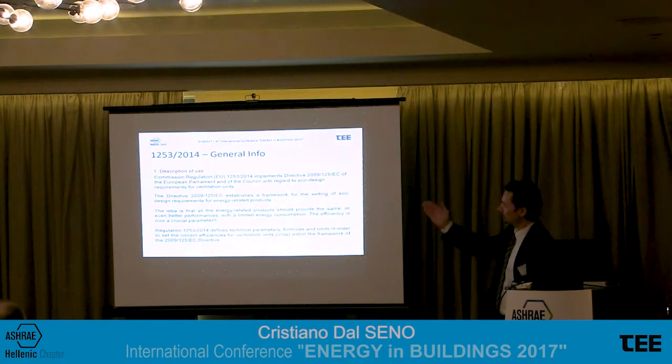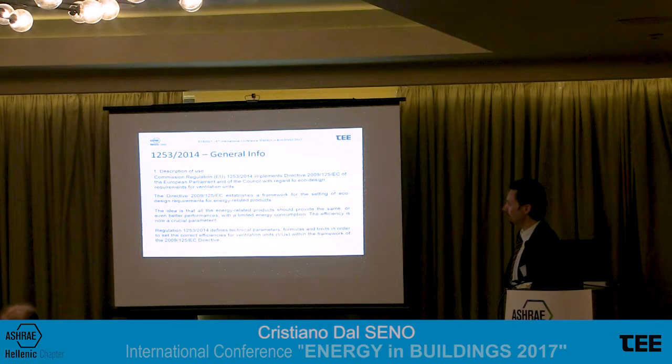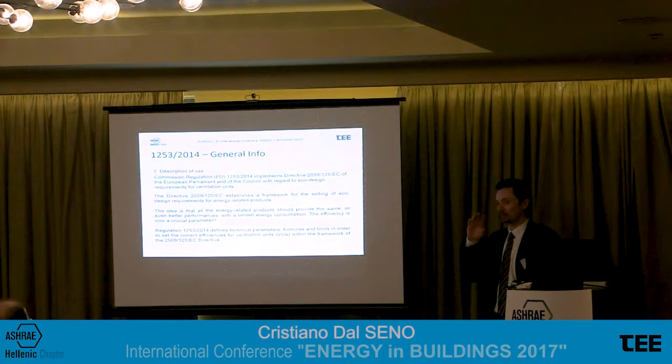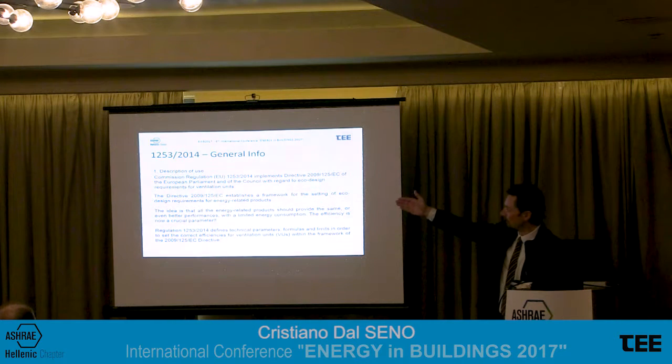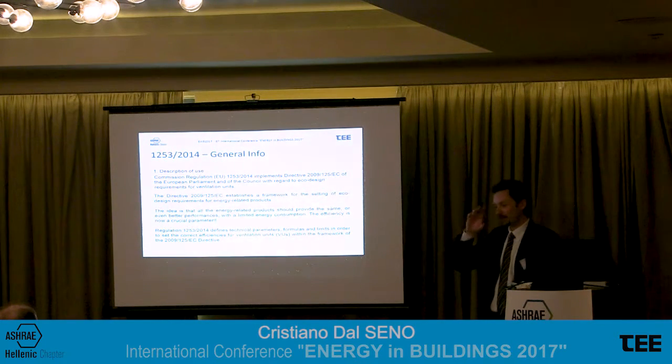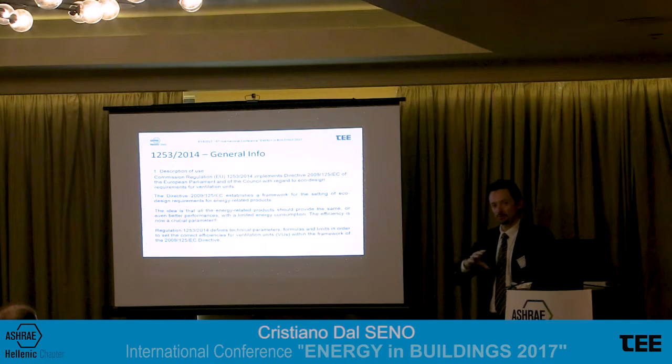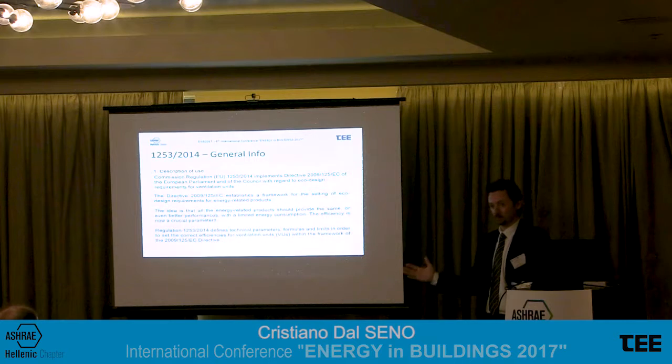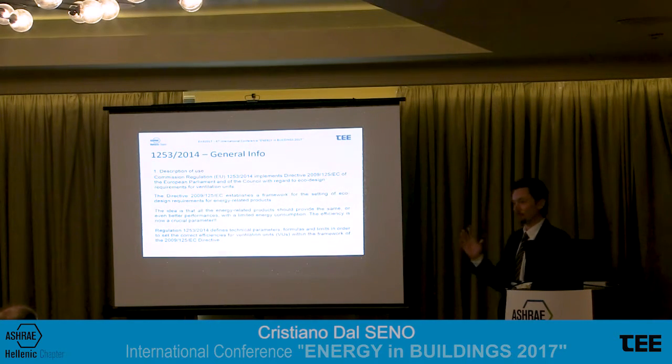The Commission regulation 1253 starts from year 2014. It is in the general framework of the Community Directive 125, with the idea of reducing the electrical consumption of all the products involved in the air conditioning field. So everything used in the air conditioning field should give better performances, or at least the same performances, but using less electrical energy. This is the idea of the general framework.